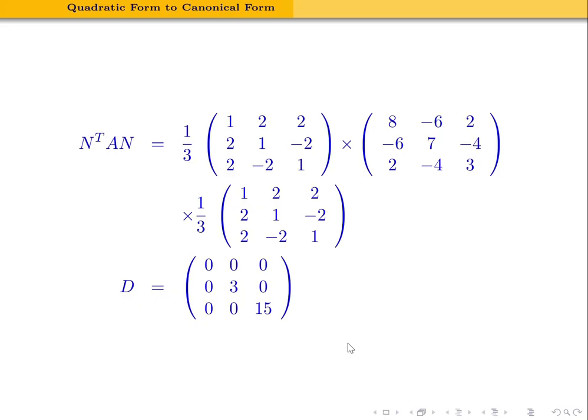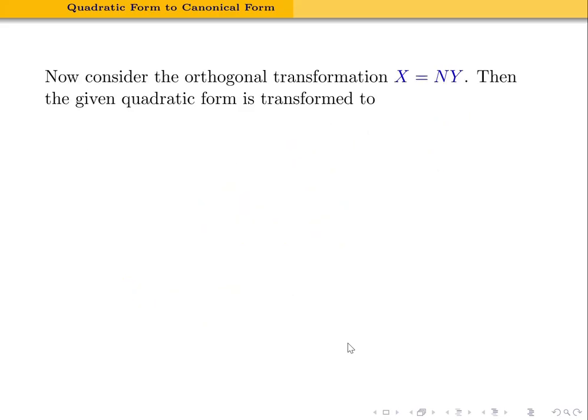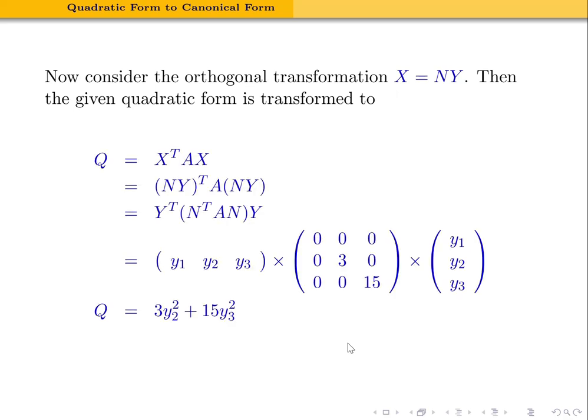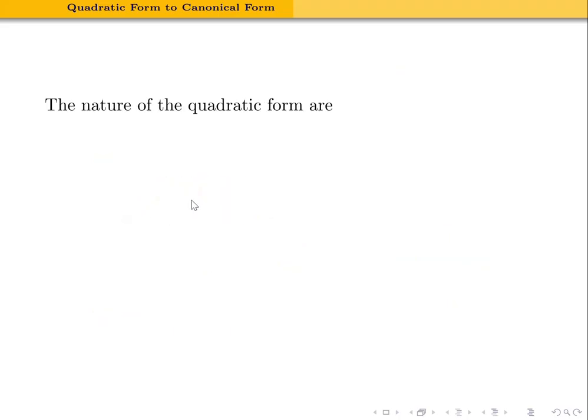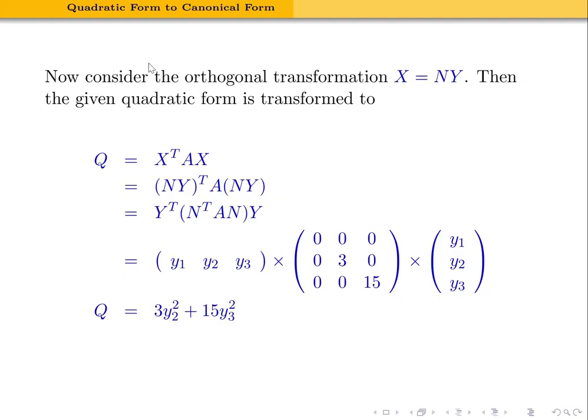So now we are going to find the canonical transformation. We consider the orthogonal transformation x is equal to Ny. Then the given quadratic form reduces like this. So x transpose A into x, where x transpose is nothing but N into y transposed. So we can write this in the form of y transpose N transpose A into N y. Therefore N transpose A into N is D.